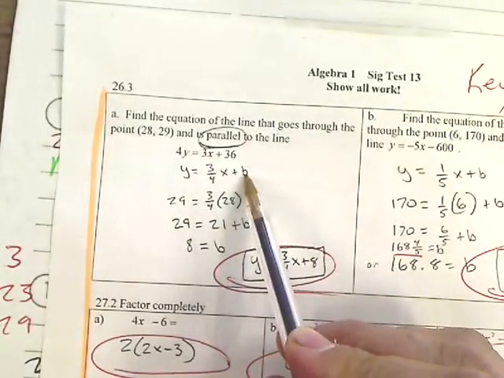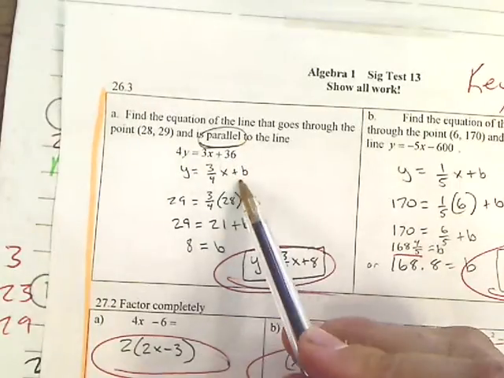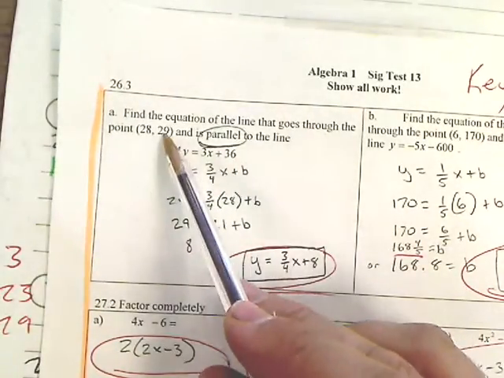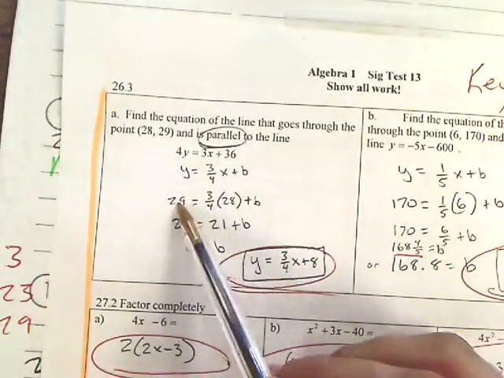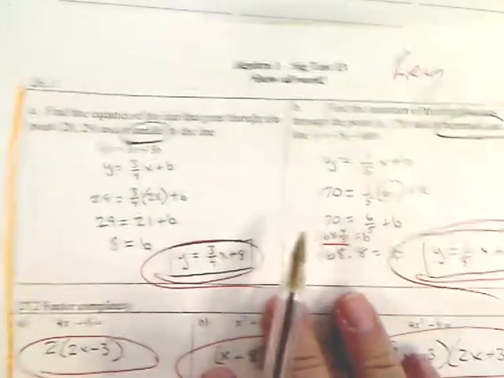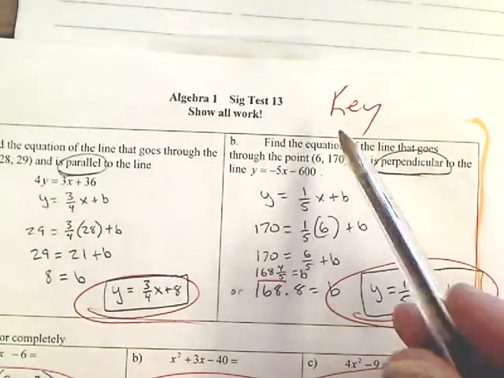Plug in a b because I don't know what the y-intercept is. Just because they're parallel, I don't know anything about the y-intercept. Plug in my y and my x. Solve, and you get your y-intercept. Plug it in.